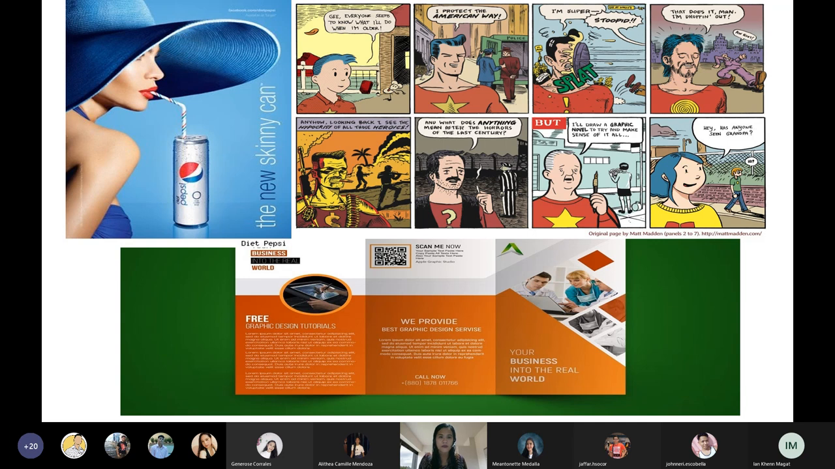Alright? And then the other one is comics. That's another example of multimodal. And under it is brochure. Brochure is also an example of multimodal where you can see the different images that the people are selling or trying to advertise. And then may prices din. At yung uso ngayon, there is already what we call QR code. It's like by scanning it, you will see all the information of the product that you are trying to advertise to many people.